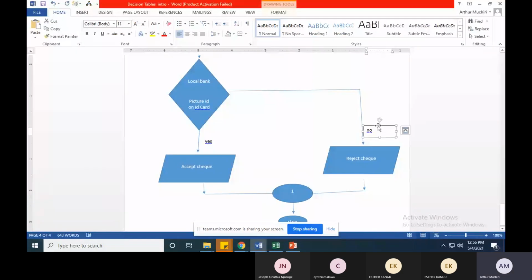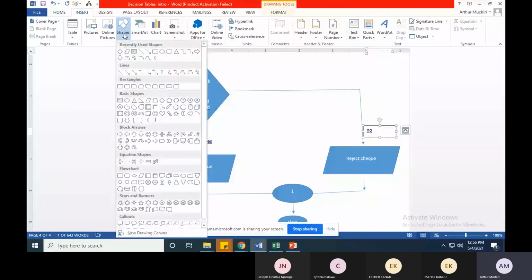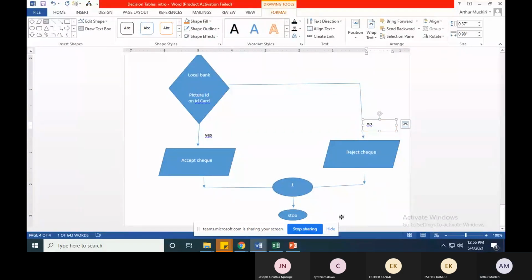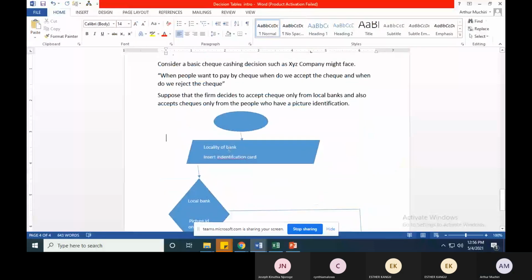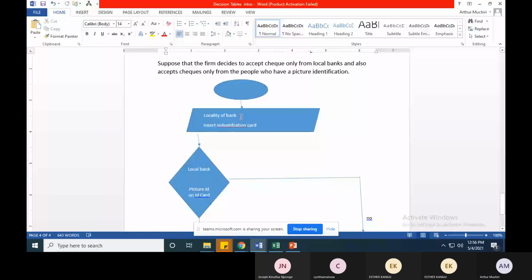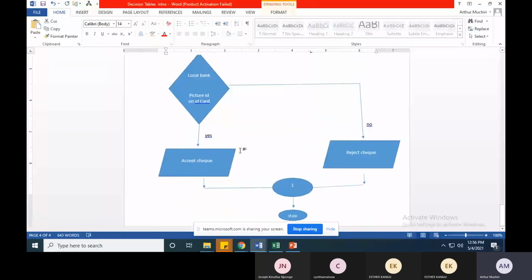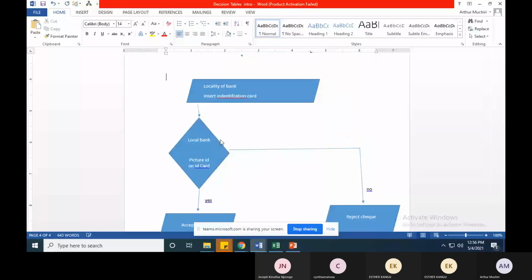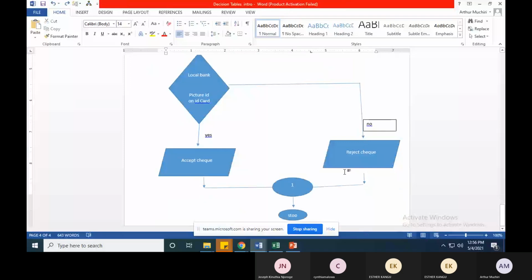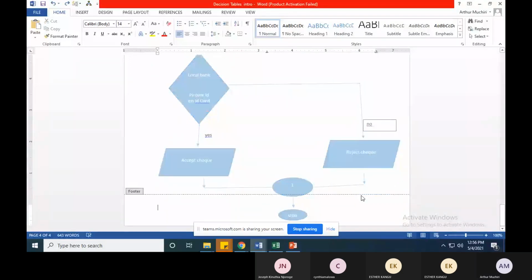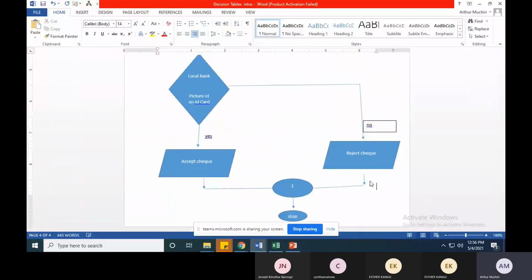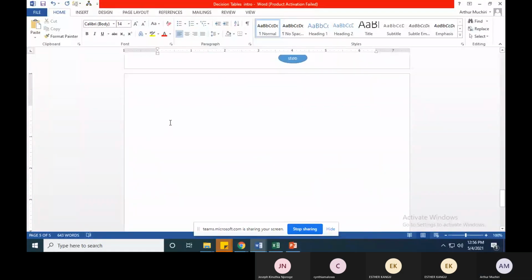So now let's draw the decision table for that question. As you can see, this is the input, and now the condition is here. Of course, mine is not neat, but it's just an illustration. Going to the next page. Here we are in the next page. Now we are going to draw the decision table.